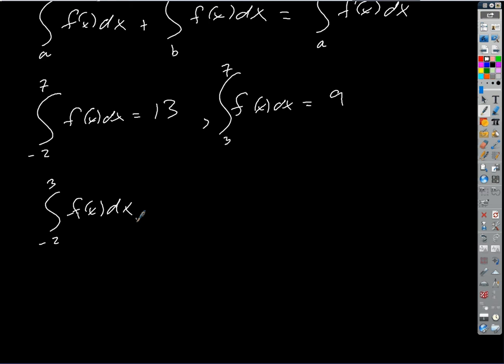Everybody agree? It has to equal 4, right? Okay. What's your reasoning? Well, I would assume from -2 to 3 joins up with from 3 to 7. So 4 plus 9 equals 13, right?